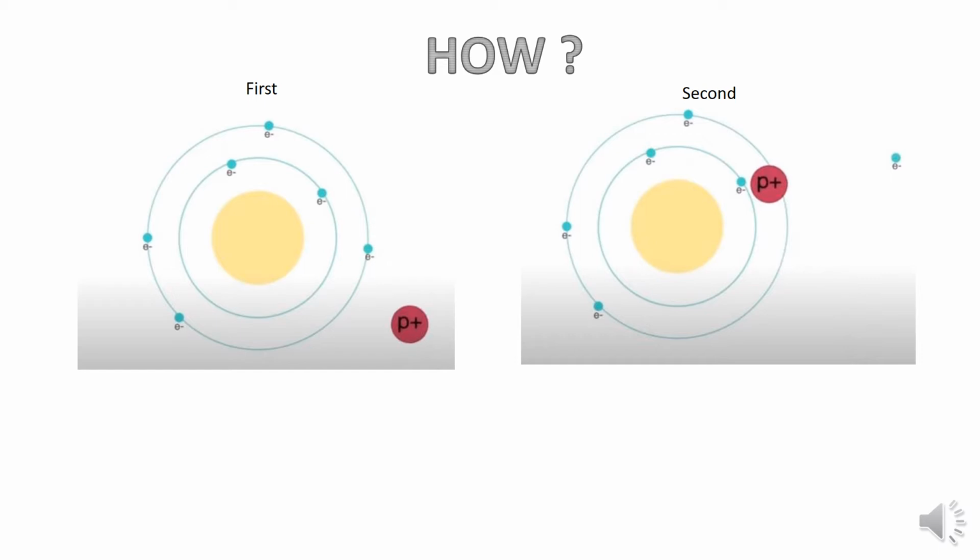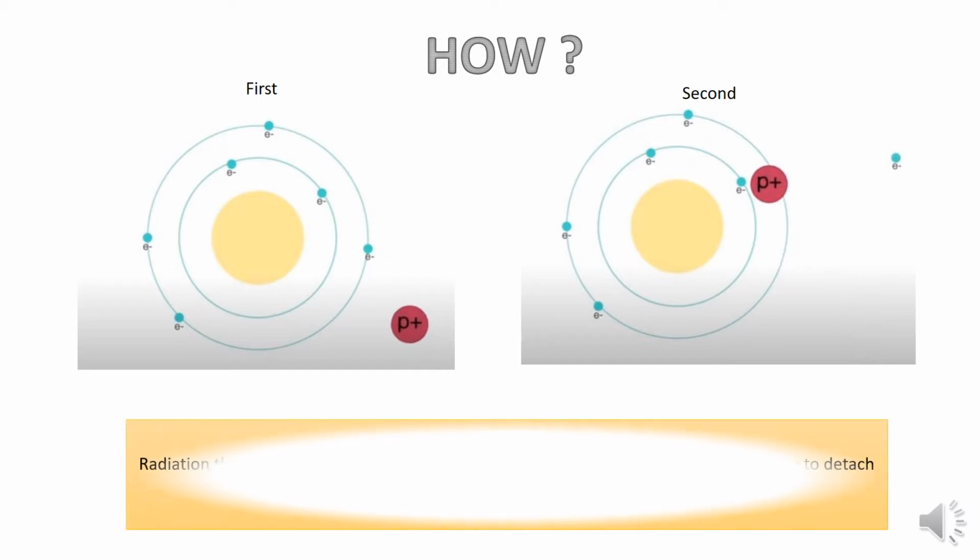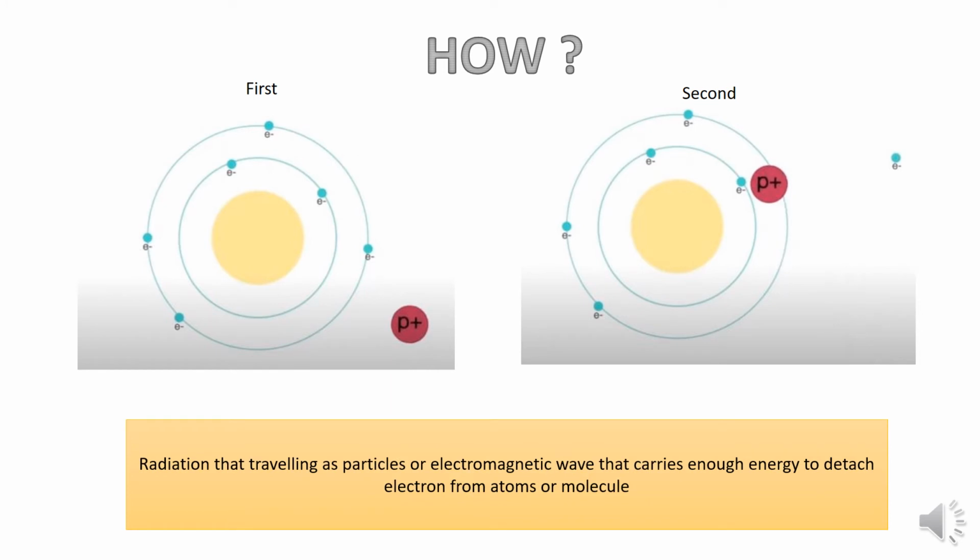Ionizing radiation is radiation traveling as a particle or electromagnetic wave that carries enough energy to detach electrons from an atom or molecule. In this case, it can be proton and/or electron or anything with sufficient energy to pull out an electron could be considered as ionizing radiation.